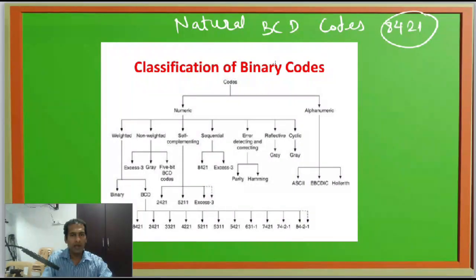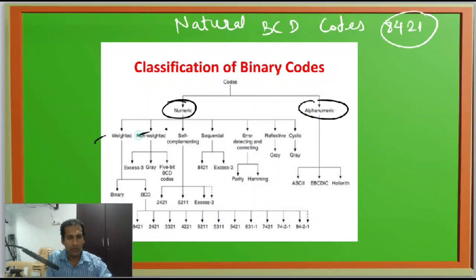So codes we can classify, say broadly, numeric or alphanumeric. Then numeric may be weighted, non-weighted, self-complementing, sequential, error detecting and correcting, reflective and cyclic. Reflective means a binary code in which the n least significant bits of the code word 2 to the power n through 2 to the power n plus 1 minus 1 are the mirror images of those for 0 through 2 to the power n minus 1. Now the Gray code is reflective, right?